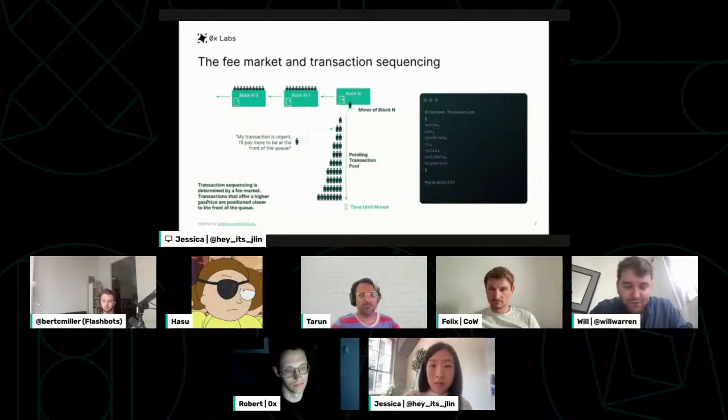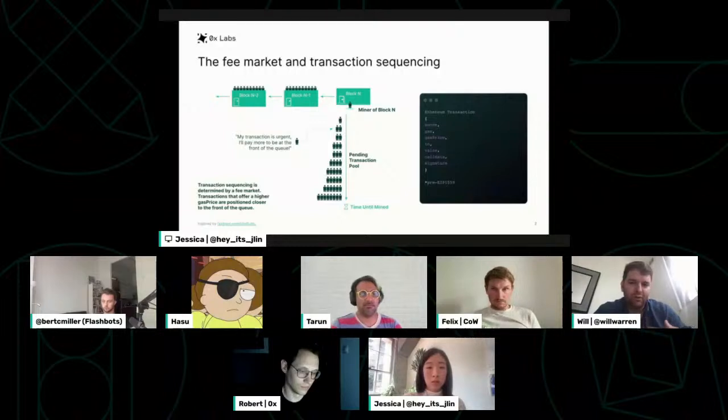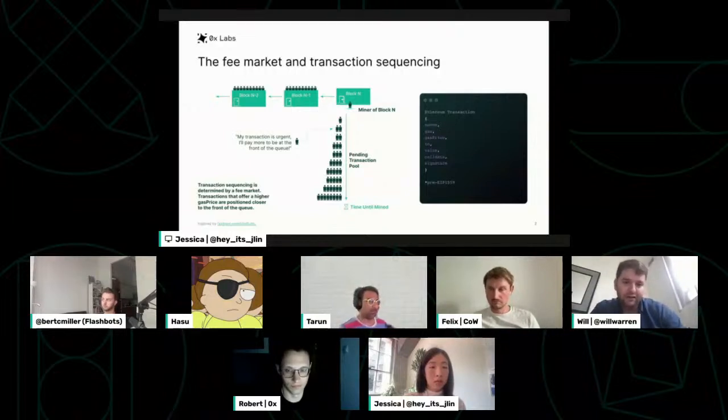And the way the fee market works is that users paying a higher price per unit of gas get prioritized, at least by default. So users are incentivized to bid up the gas price they're willing to pay for their transaction to be included, so that they can jump to the front of the line.